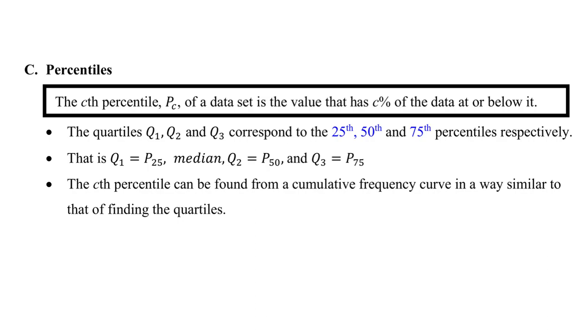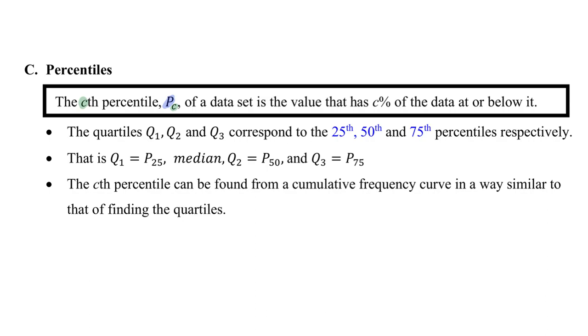So the Cth percentile of a data set is the value that has C% of the data at or below it, that means less than or equal to it. So if I have a percentile C, this is the notation here.